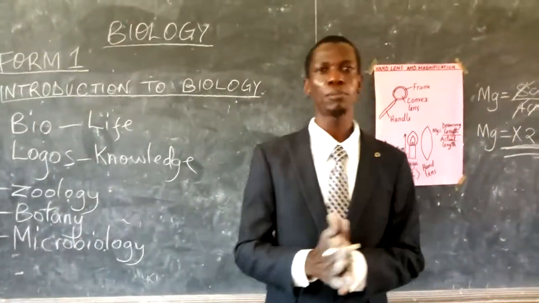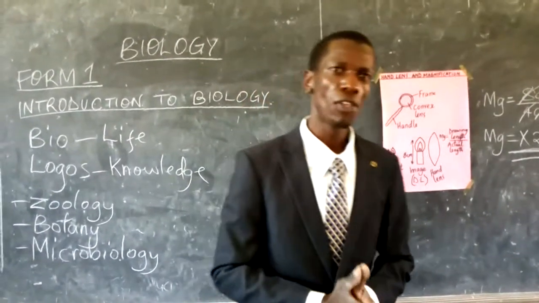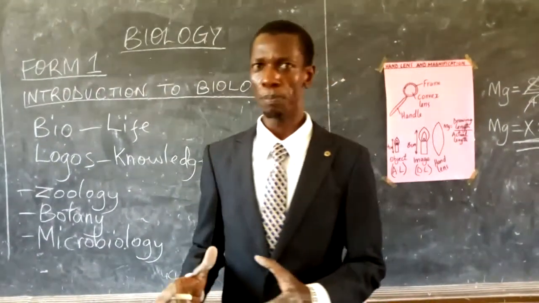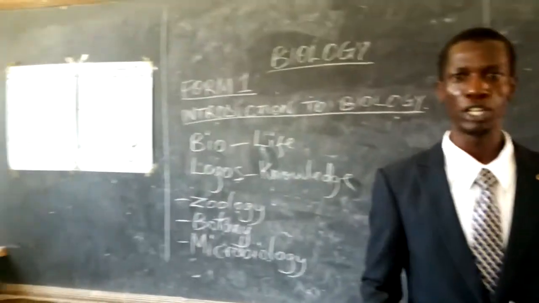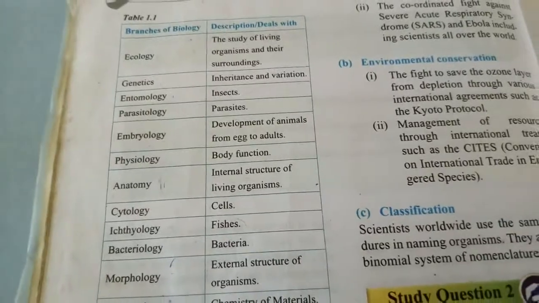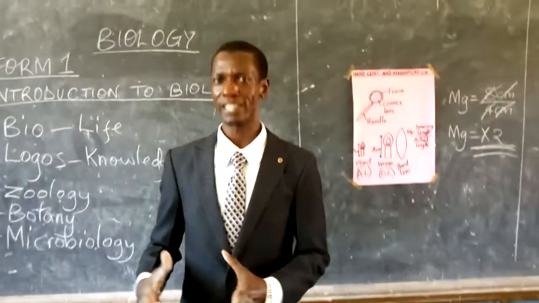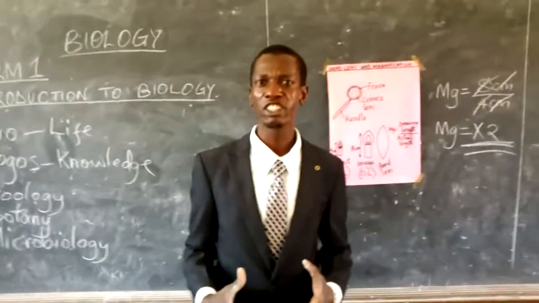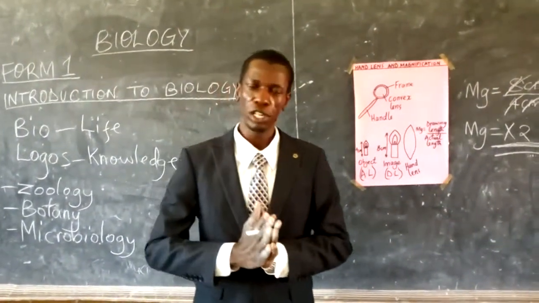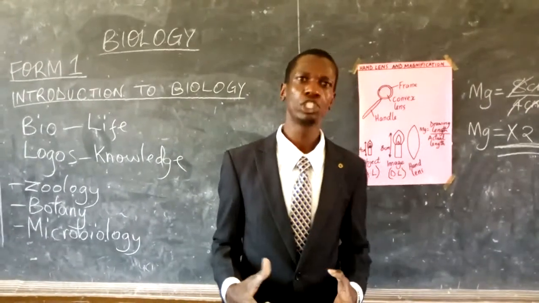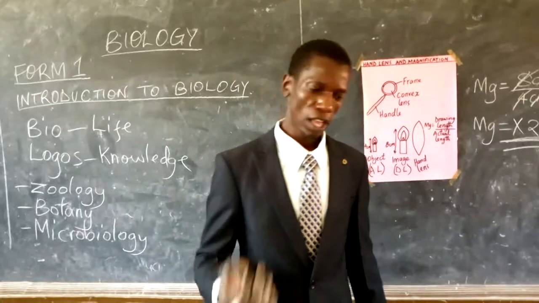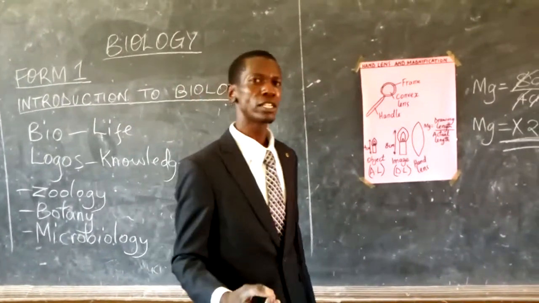We also have another branch that is referred to as embryology, and that is the study of formation and development of an embryo. We also have several other ones, but I'm going to mention only three of them. That is taxonomy. Taxonomy is the study of classification, and in some books it will be written it is the science of classification, but it still makes the same sense. There is also another branch that is referred to as virology, which is the study of viruses. And lastly, the branch of biology which is referred to as ornithology.